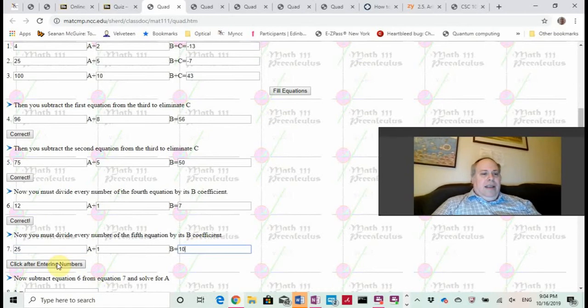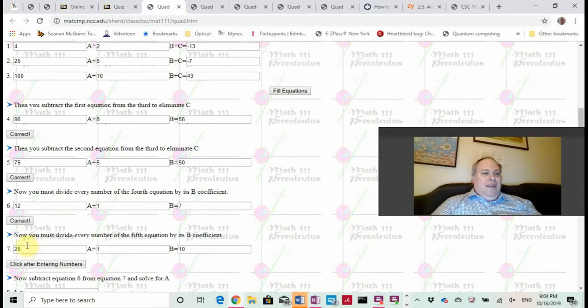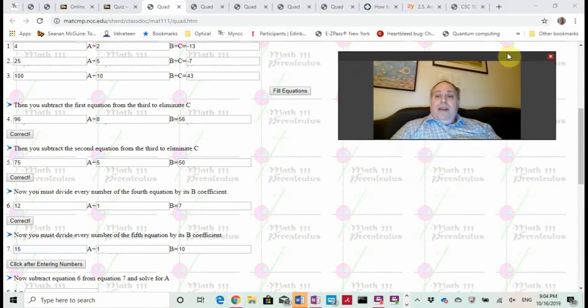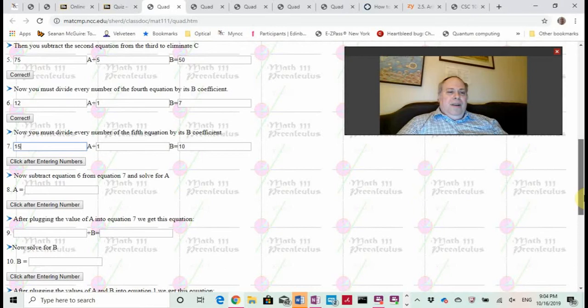And I click on this, and I got the coefficients wrong. Because 75 divided by 5 is not 25. It's not always as helpful as that one. It's 15. Okay? So I wrote this code a long time ago, and it's somewhat inconsistent. Now if I click on it, I got it right. So don't go on until you get it correct.